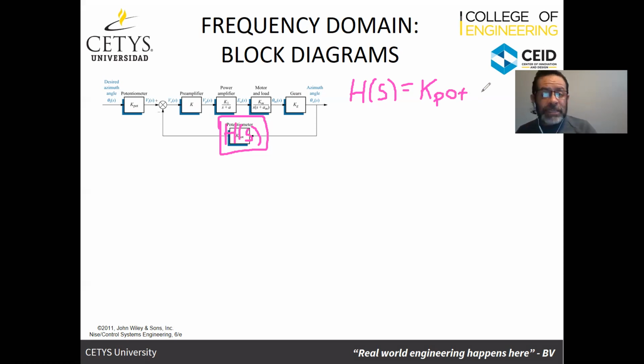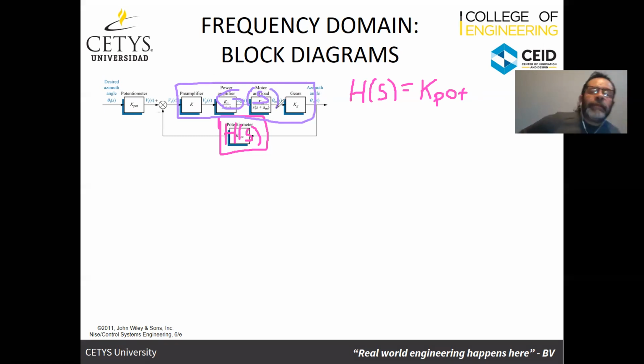Now I need G of S. G of S would be the forward transfer function, or the whole transfer function of what's inside the loop. G of S would be this box here. I need G of S. How do I obtain that? Well, we're going to start using and talking about block diagram algebra, which is actually quite simple.